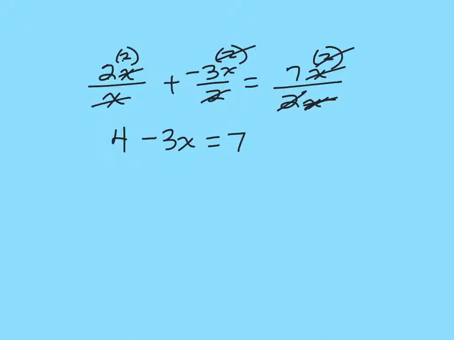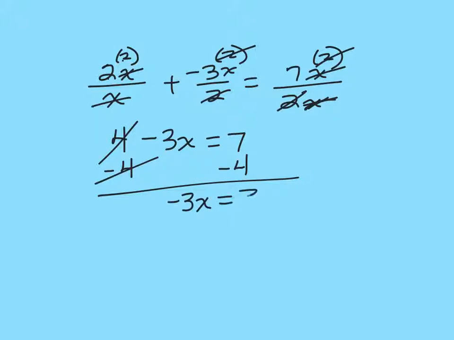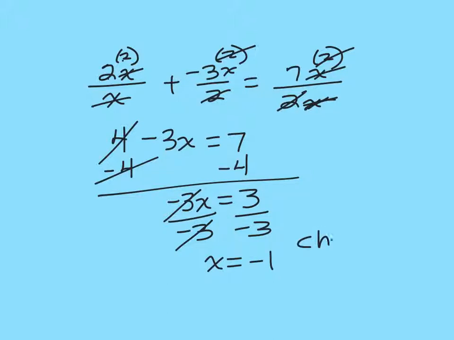Okay, stop. This is a linear equation, so we got our x's on the left, so let's put our constants on the right. Subtract 4 from both sides. Gets those to go. So we have negative 3x equal to 3. Hey class, what's x equal to? -1. Well, it might be. We got to check it and see. So x equals -1, and we got to give it a check.